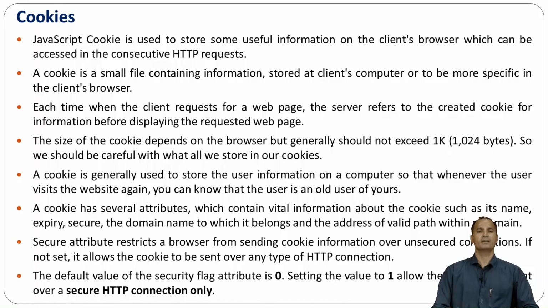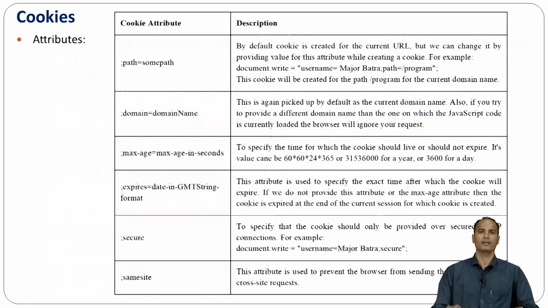A cookie has several attributes which contain vital information about the cookie, such as its name, expiry, secure, the domain name to which it belongs, and the address of the valid path within the domain. The secure attribute restricts the browser from sending cookie information over unsecured connections. If not set, it allows the cookie to be sent over any type of HTTP connection. The default value of the secure flag attribute is 0. Setting the value to 1 allows the cookie to be sent only over a secured HTTP connection.